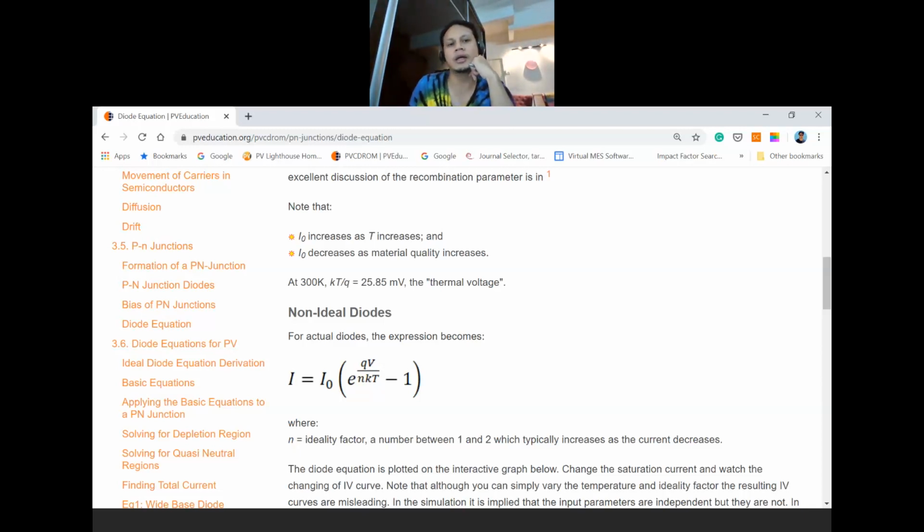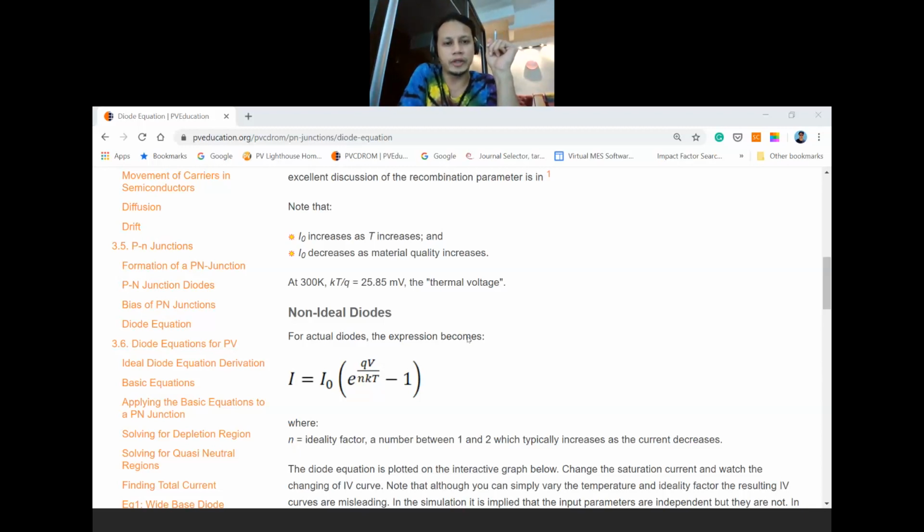So why do you think when you increase the temperature, your I naught increases? Why does higher temperature lead to higher leakage? Anyone? No idea? Oh, 11:36 already, so fast. Okay, I'll leave it to you to find out. Find out why I naught is higher when T is higher, right?